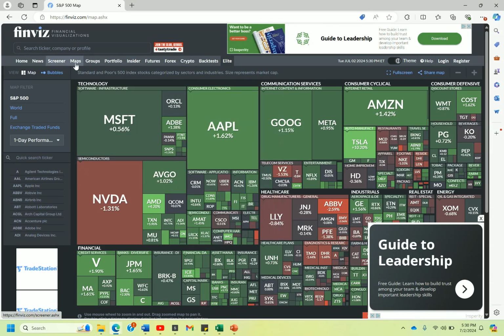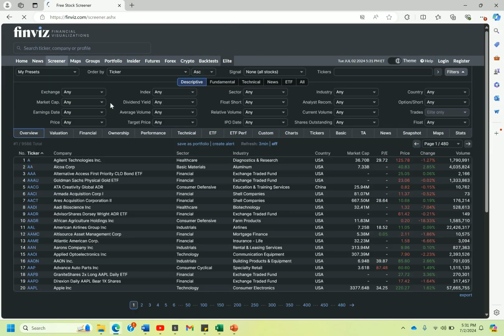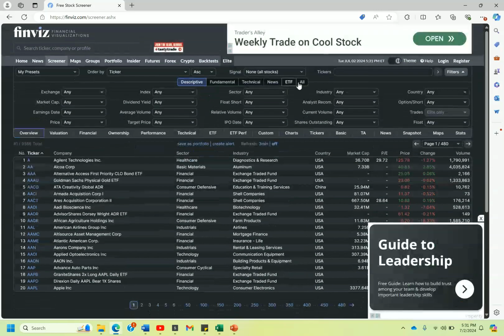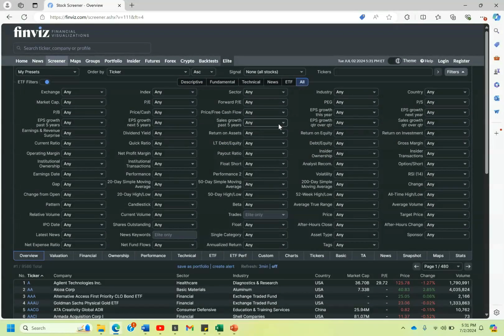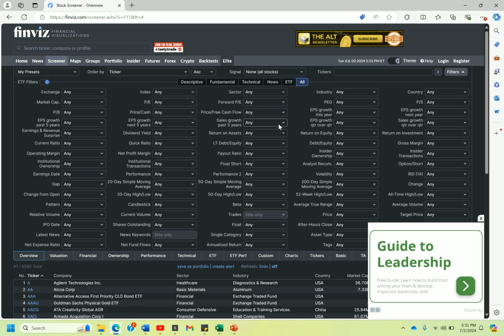But what we're going to be focusing on today is the screener, where you can use so many of these different filters to filter through and pick stocks to use value investing on. Yeah, we're gonna have a blast today.